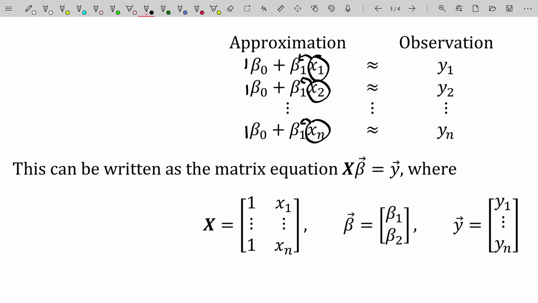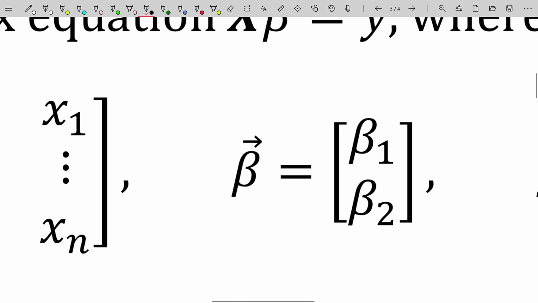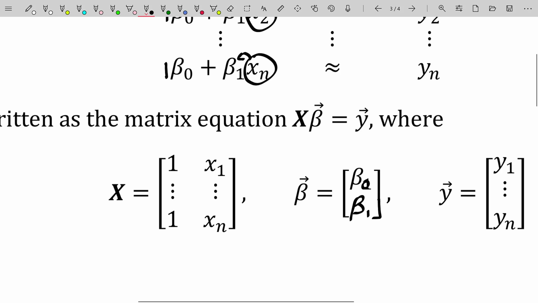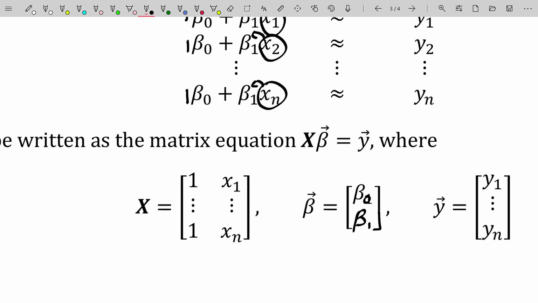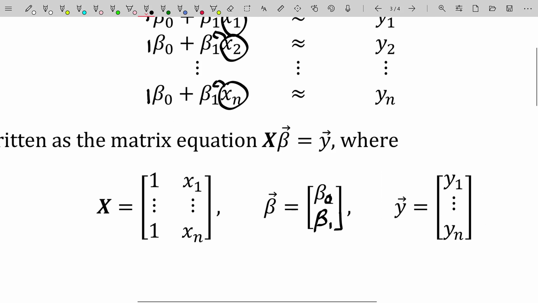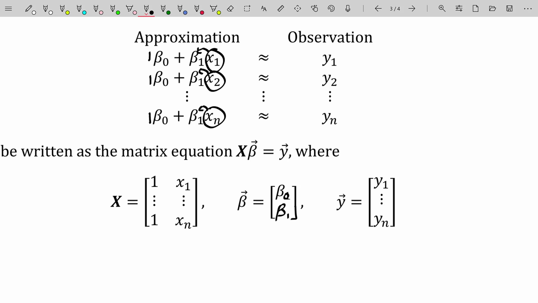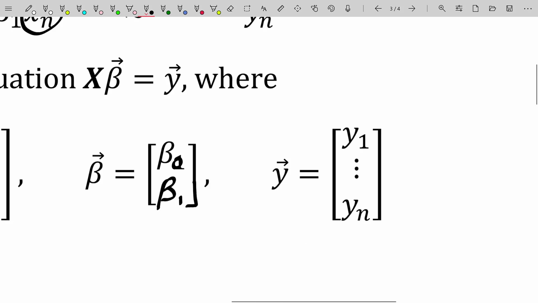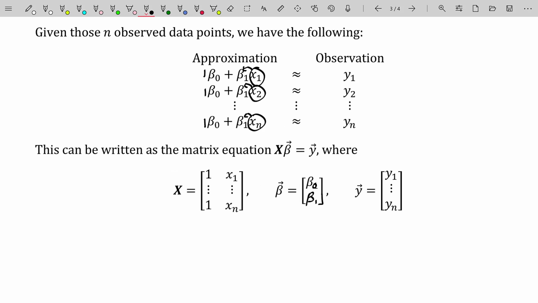And beta, the vector, is going to contain beta sub 0 and beta sub 1. I don't know why I wrote that as beta 1 and beta 2. It should be beta 0 and beta 1. And finally, the right-hand side vector y should be all the y values, y sub 1 to y sub n. So again, if I want to find out what beta naught and beta 1 are, it's equivalent to solving this equation.